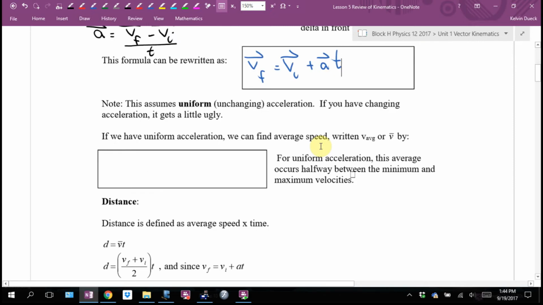The next equation is on your formula sheet, although you'll almost never use it. We need it to derive other ones. We need to talk about average velocity. If we have uniform or unchanging acceleration, we can find the average speed. Now, V average, the symbol for average is a horizontal line, don't write that down. The problem is when I photocopy and shrink everything down, it's very difficult, Max, to tell the difference between that and that, which is the vector symbol. So I will typically write V average.